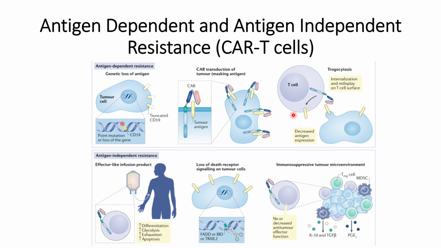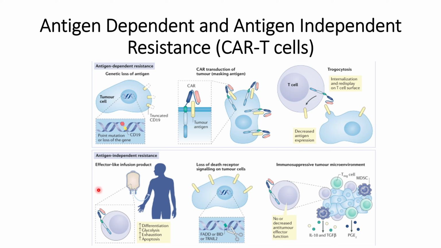this antigen that is required by other immune cells, such as B cells, in order to activate the immune response. So since in this case of trogocytosis there is a decreased antigen expression, this will reduce the efficiency of T cells. Now we will discuss antigen independent resistance.